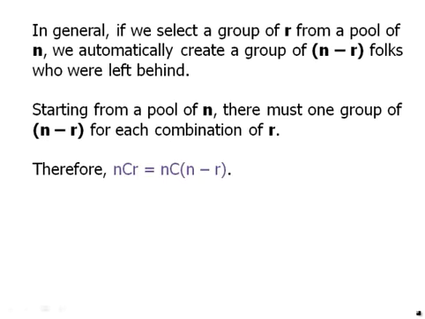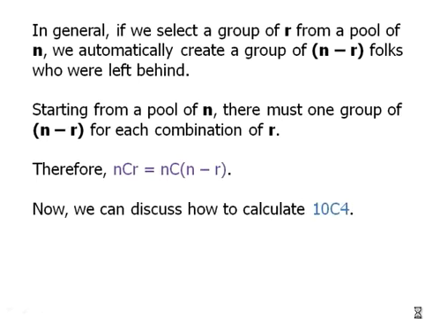Therefore, n choose R must equal n choose n minus R. That's a very important formula, and that shows a deep symmetry to these ideas of combination and these numbers that we get for combinations. Now we can discuss how to calculate 10 choose 4.